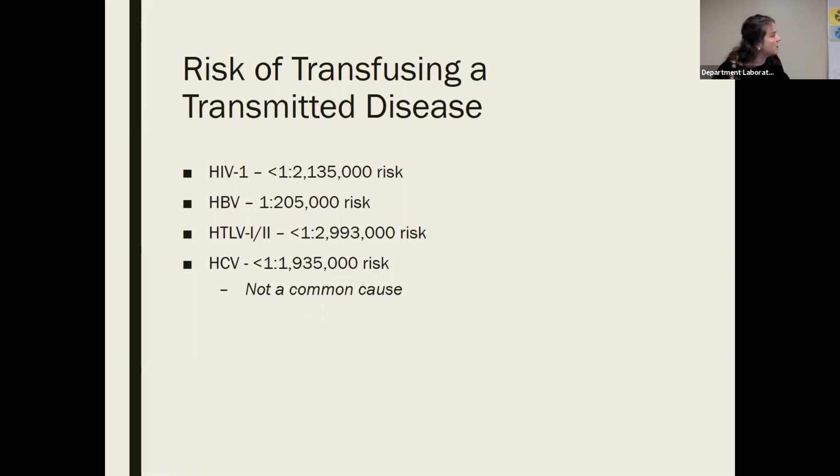And this just gives you some risk of transfusion. So HIV, you have less than 1 in 2,135,000 risk of obtaining HIV from transfusion. Hepatitis B, notice that hepatitis B has the highest risk, right? So most oftentimes hepatitis B is the number one transfused infectious disease.